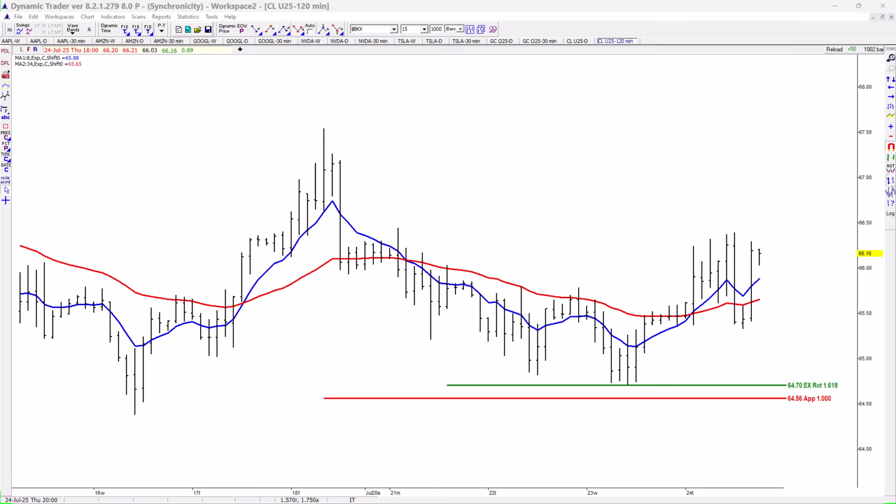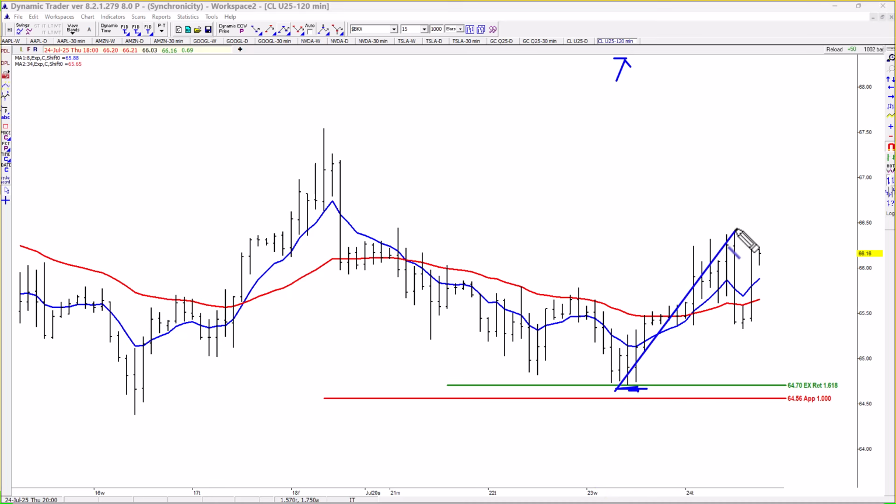In today's video, we're going to go over a very short and sweet setup. This is in the September crude oil contract. This is actually a 120-minute chart. And you can see that we did bounce off of a price extension back here. But when the market pulled back, how were we able to set that up?